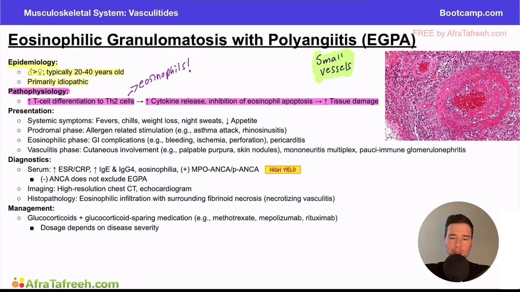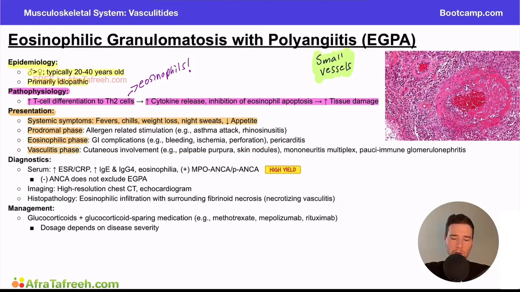Now, when we talk about the presentation here, patients can present with a variety of systemic symptoms that are kind of nonspecific: fevers, chills, weight loss, night sweats, or decreased appetite. So a lot of times patients might come into an ED and the question instead might talk about patients feeling like they have a cold or the flu, right? Because there's a lot of overlap with some of these conditions that we could also see in those pathologies. Though they want you to really know that there's 3 primary phases to this actual condition. That is the prodromal phase, the eosinophilic phase, and the vasculitis phase.